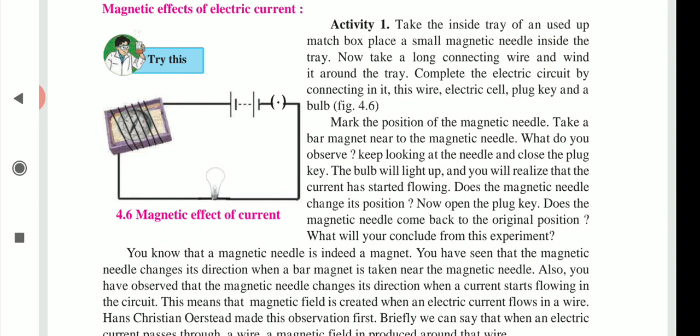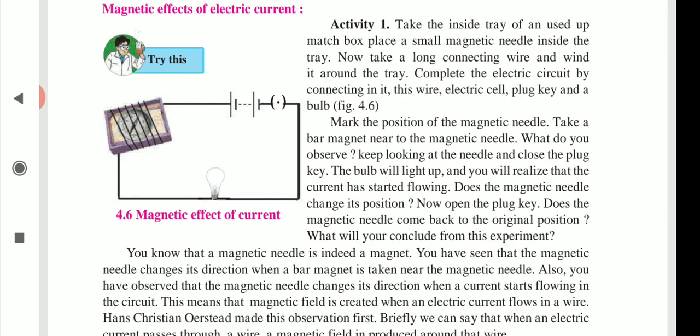See the activity first. Take the inside tray of a used up matchbox. Place a small magnetic needle inside the tray. Now take a long connecting wire and wind it around the tray.